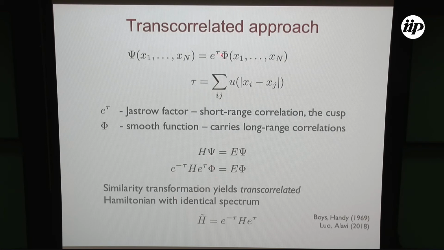The way this works is that you plug this into the Schrödinger equation and multiply with e to the minus tau from the other side. You can write the equation in this form, and it becomes again a Schrödinger equation for this operator here, which we call the transcorrelated Hamiltonian. It's a similarity transformation of the original Hamiltonian, so it will have the same eigenvalue spectrum. This goes back a long way to the 1960s in quantum chemistry. Boys and Handy originally proposed that. It leads to some technical difficulties, but it's been known for a long time.